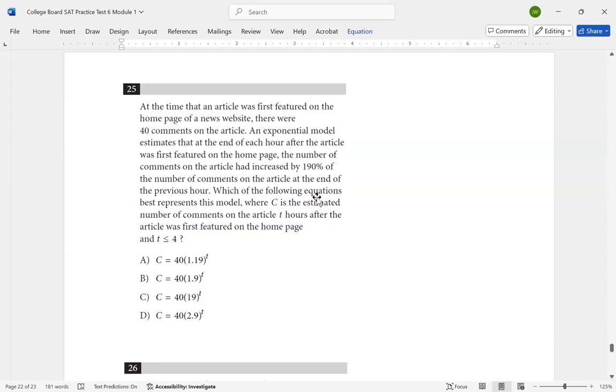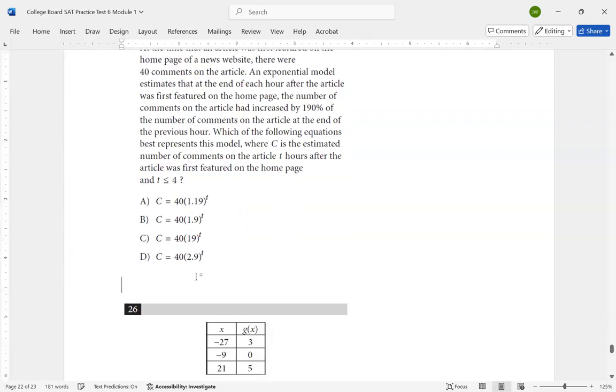Which of the following equations best represents this model where C is the estimated number of comments and T is how many hours after the article was first featured on the homepage? Assume that T is less than or equal to 4.